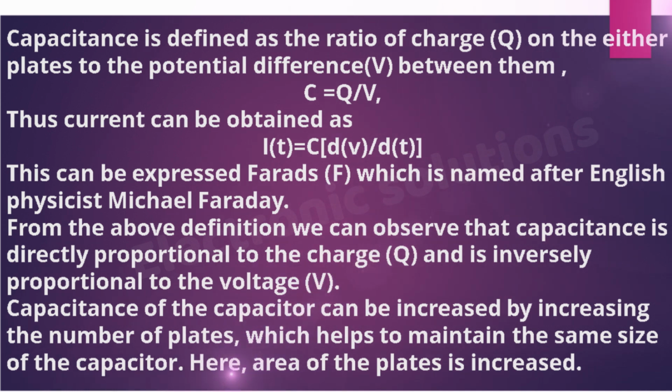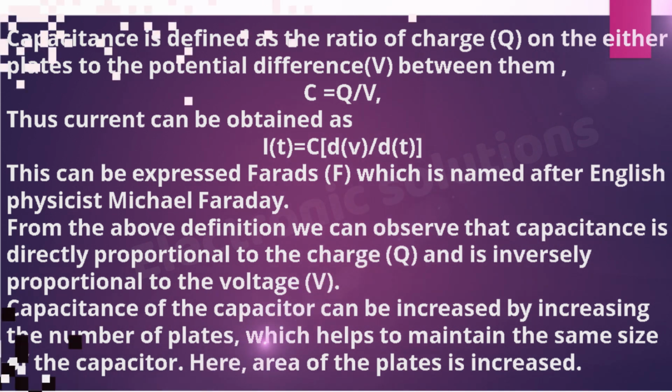From the above definition we can observe that capacitance is directly proportional to the charge, Q, and inversely proportional to the voltage, V. Capacitance of the capacitor can be increased by increasing the number of plates, which helps to maintain the same size of the capacitor. Here, the area of the plates is increased.